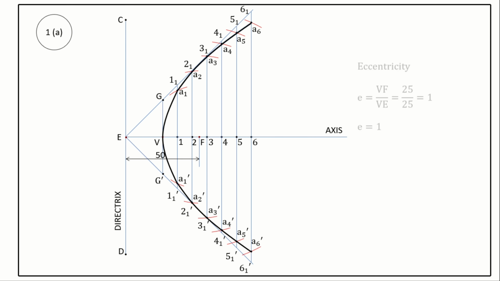So eccentricity E equal to VF by VE equal to 25 by 25. The distance of VF is equal to 25 mm and VE equal to 25 mm here. Therefore, E equal to 25 by 25 is equal to 1. When E equal to 1, the curve drawn is a parabola. So, write the name of the curve here.